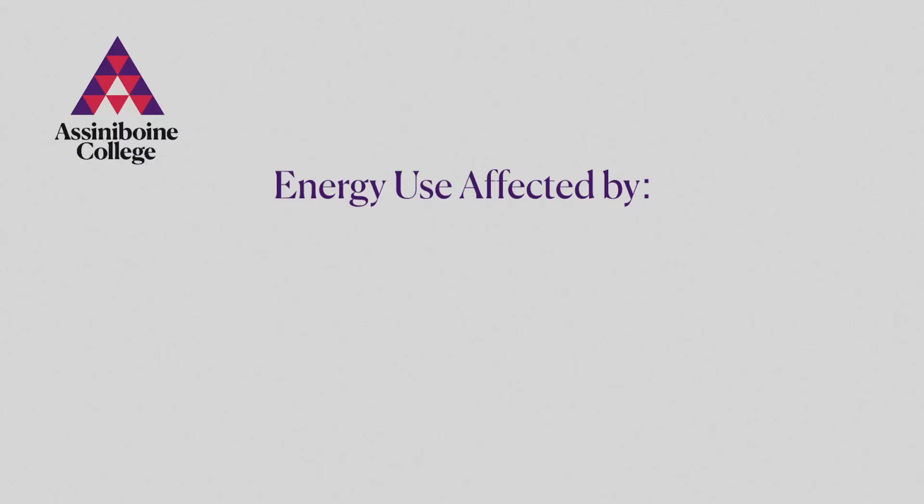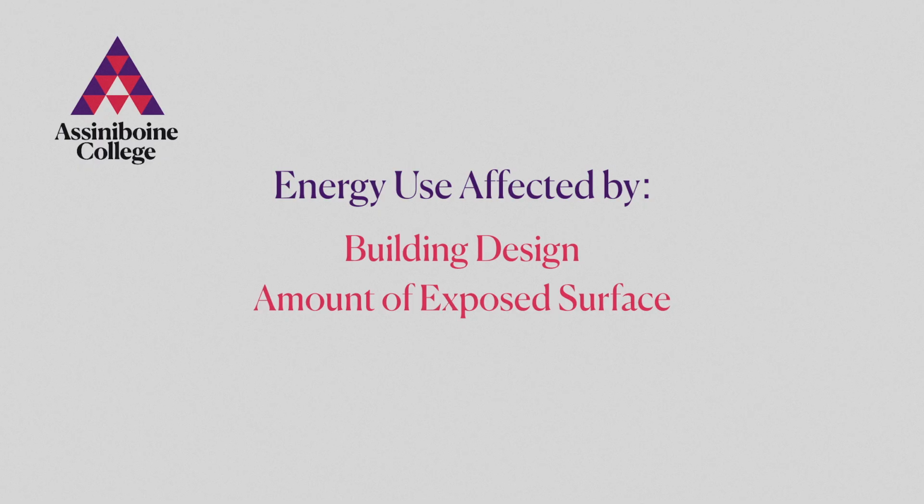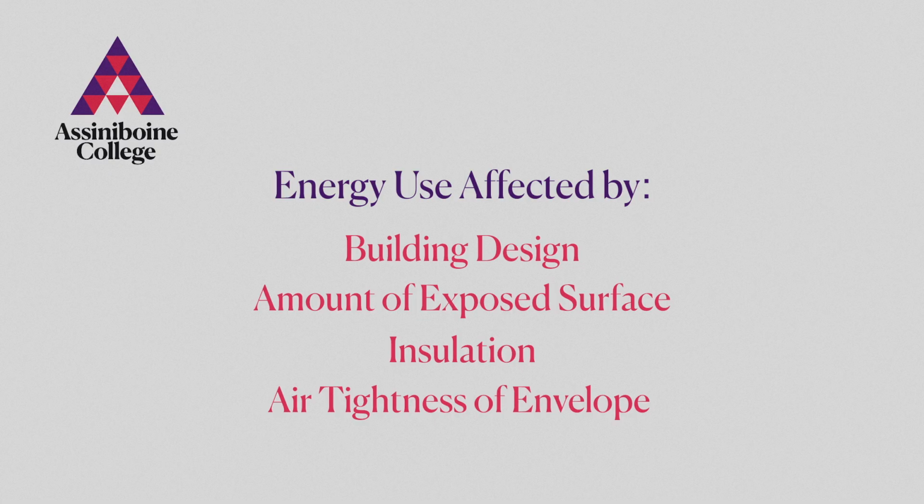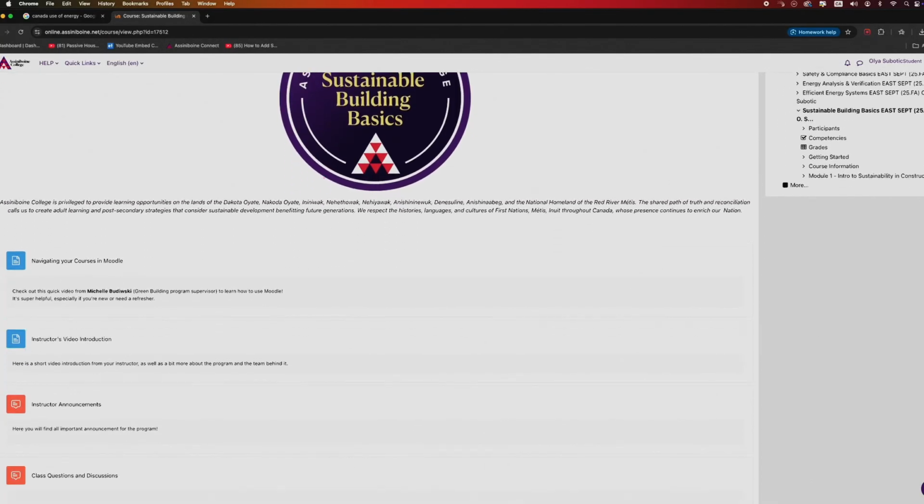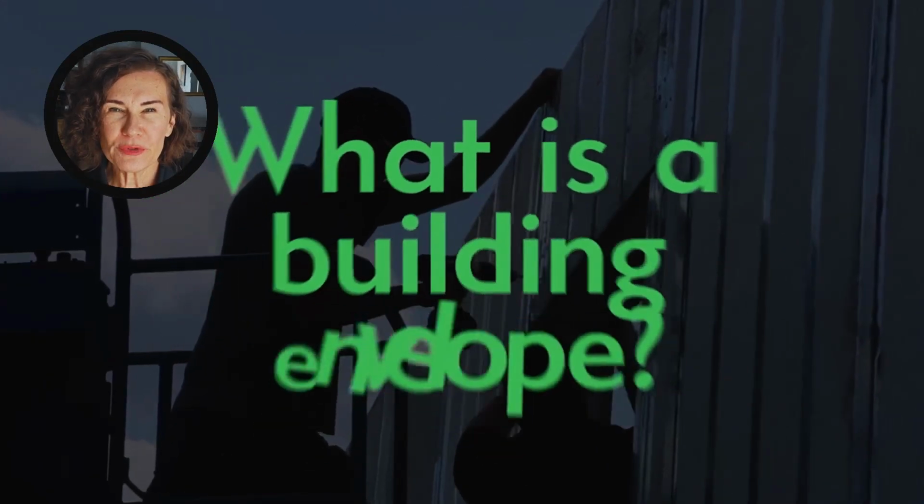You began by understanding that energy used in buildings is also affected by several things, from the building's basic design and the amount of exposed surface to the insulation and airtightness of the building envelope. These terms we learned in the first course, Sustainable Building Basics, if you remember. We already know that the building envelope is the outer shell of a building: walls, roof, foundation.